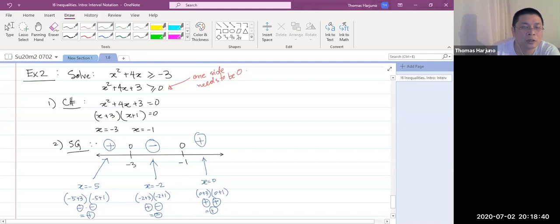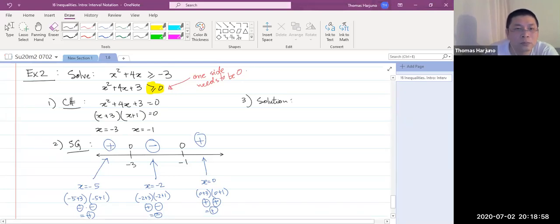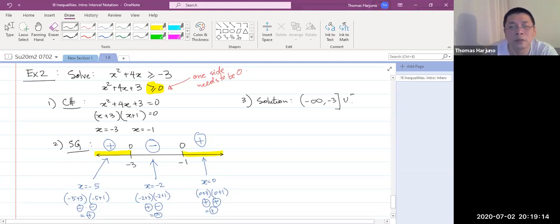Okay. Now then, once we get that, for the solution we need the ones that are positive or 0, right? Greater than or equal to 0. Okay, greater than or equal to 0. So the solution will be negative infinity up to -3 with a bracket because I include the 0. Right? Because I include the 0. And then from -1 to infinity, including -1, but never include infinity.